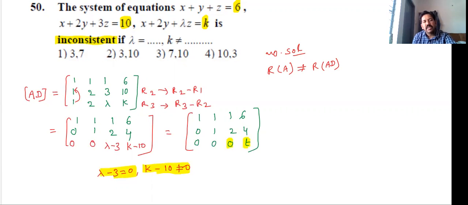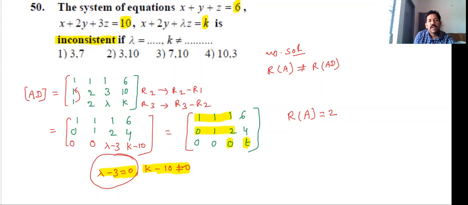When the system is inconsistent, both the ranks are not equal. See the coefficient matrix, the number of non-zero rows. These are two non-zero rows. What is the rank of A? Rank of A is equal to 2, when lambda minus 3 is equal to 0.